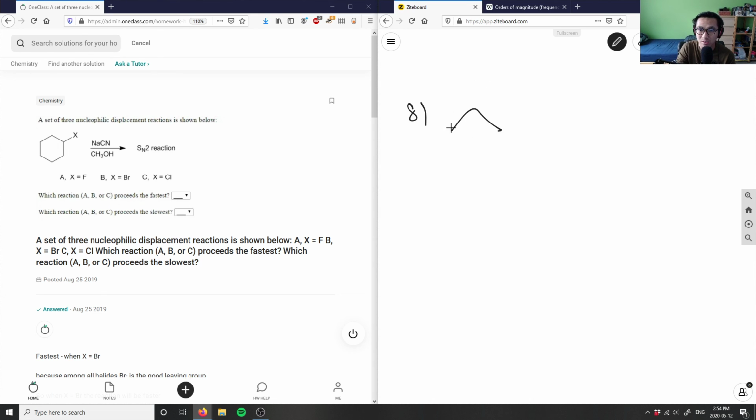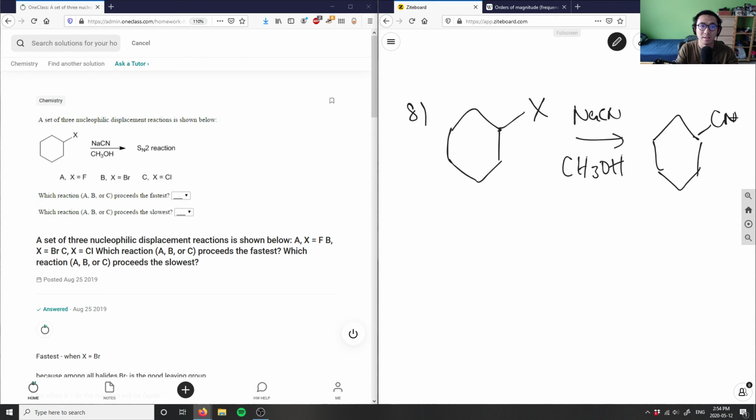And this is an SN2 reaction. So I have some sort of cyclohexane with X here, and then I have NaCN, sodium cyanide here, with a methanol solvent, and then this will be an SN2 reaction. So basically, the product here is I would get my CN here. So it's asking us which reaction A, B, C proceeds the fastest. So let me write this down. If A here is X equals F, B here is X equals Br, and C here is X equals Cl here. So which proceeds the fastest?